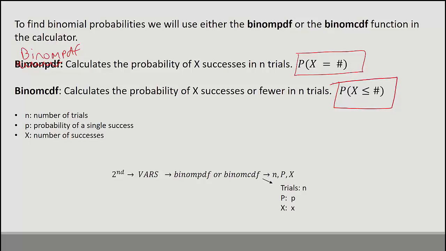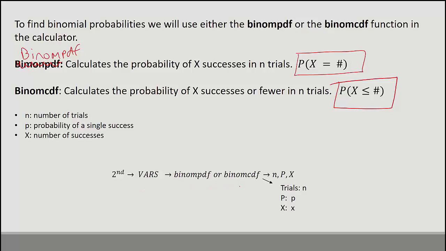But just some notation, N is the number of trials. P represents the probability of a single success. And this will be given to you, it has to be given to you in the problem. And X, once again, counts the number of successes. All right? So how do we get to binompdf or binomcdf in the calculator? Well, you hit second vars, and then you go to binompdf or binomcdf. I'll show you in a second.